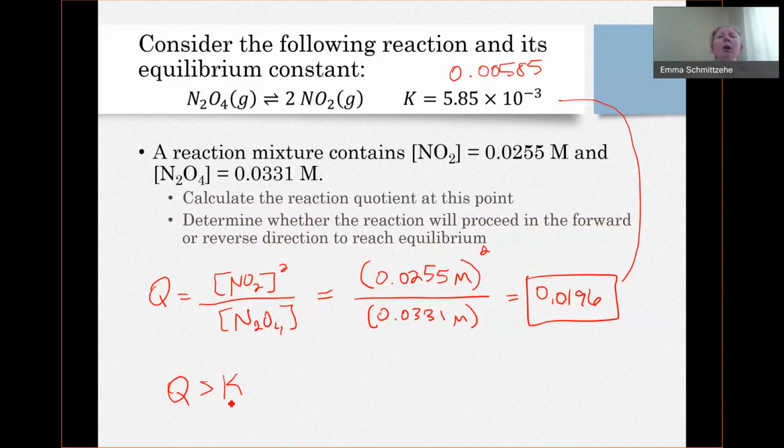And so that means you have too much product. When the Q is higher, you have too much product, too much stuff on the top of that fraction. So the reaction will shift left, or in the reverse direction. That's the wording of the question, so I should say reverse direction.